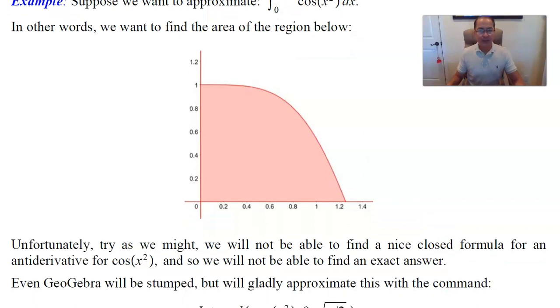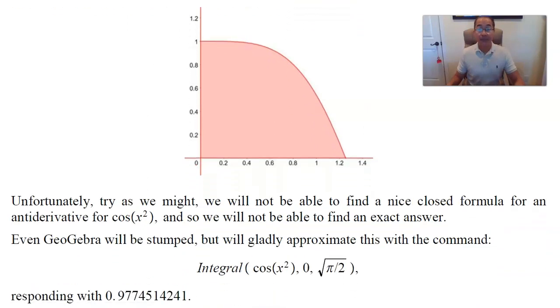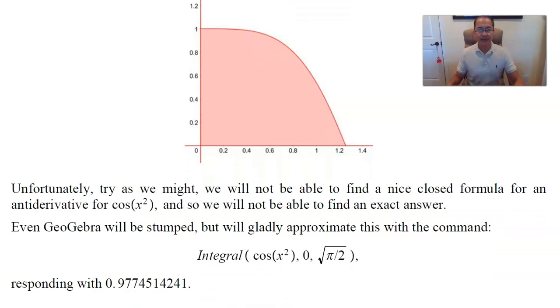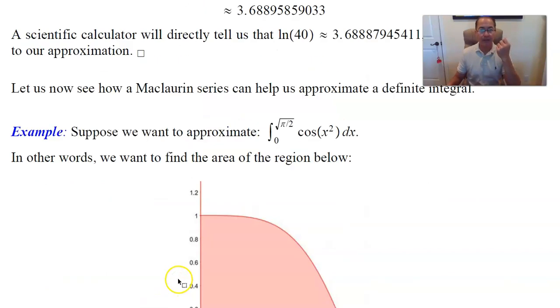But you also got to play with the triangle inequality and say, okay, I can say with confidence that the error is at most this much, and so on. Okay, but yeah, even GeoGebra will not find you the antiderivative, but it will tell you that the integral is approximately 0.9774. Okay, so of course, the idea of doing this is a power series along with the substitution. Okay, so let's do something similar.